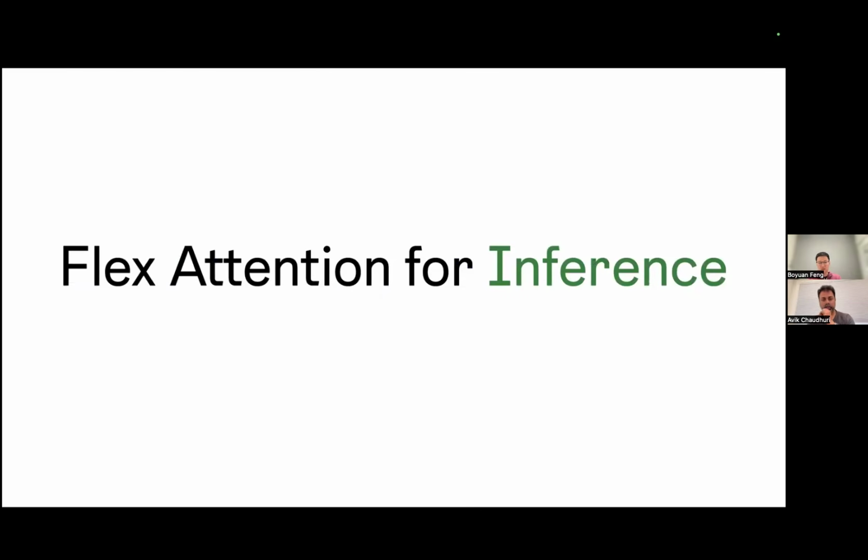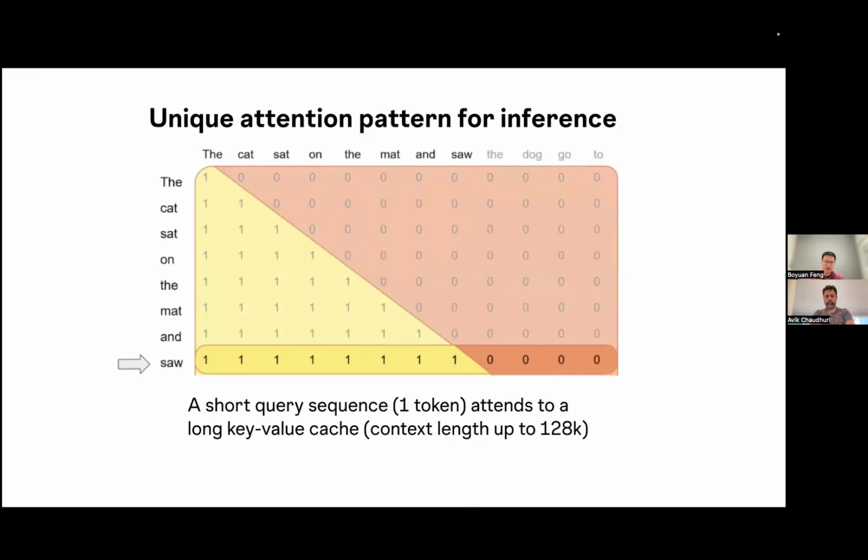I want to talk a little bit more about inference because inference is different from forward. Why? Because for inference, there is a unique attention pattern, like a very short query sentence will attend to a super long key value cache. The KV cache length could be 128K or even longer. So why do we have query sequence length as one? Because during inference, we will infer token one by one, right? So every time we have a single query, we attend to all the past data, then we just predict one. That's why it's like one token.